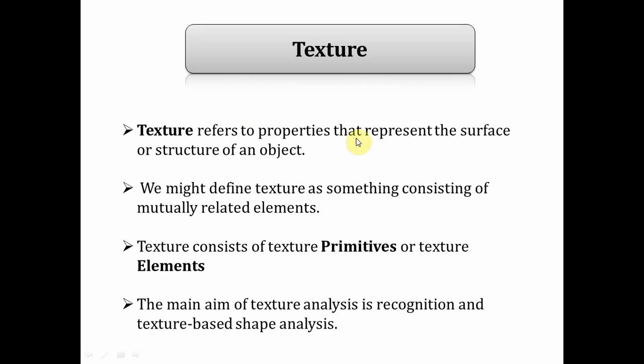So texture refers to properties that represent the surface or structure of an object. Okay, we might define texture as something consisting of mutually related elements. Texture consists of a texture primitive or texture element. Yes, we have already discussed. And the main aim of texture analysis is recognition, and texture based shape analysis. Okay, the main aim of the texture analysis is to recognize the pattern, to recognize the object.